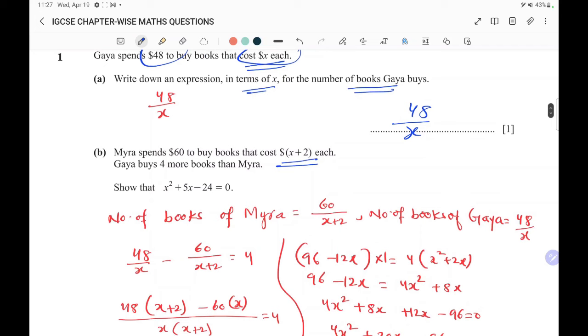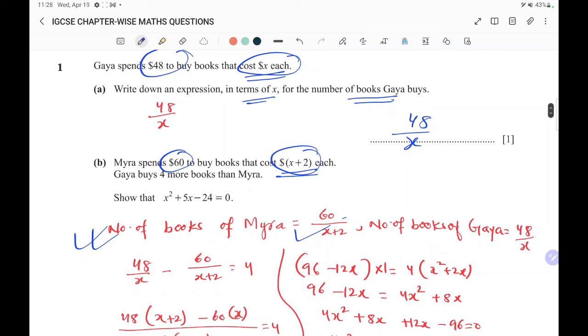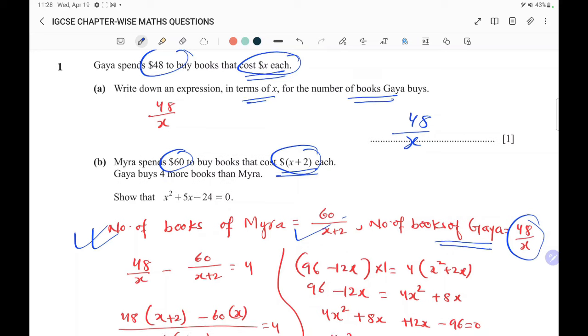Now, the number of books of Myra. She has paid $60 for the number of books, but one book costs x plus $2. So the total number of books Myra bought is 60 over x plus 2. And earlier, the number of books Gaia bought is 48 over x.